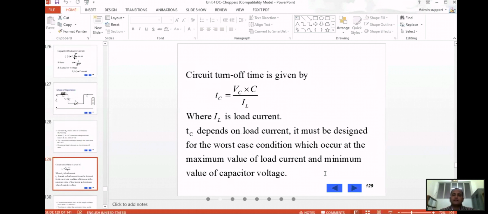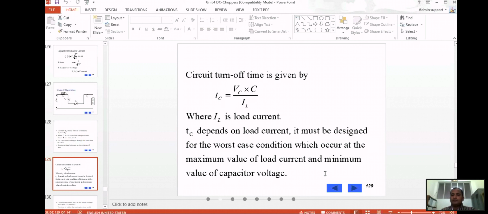The circuit turn-off time is given by tc equals VC, the capacitor voltage, into C divided by IL, where IL is the load current. With this formula, we can find the circuit turn-off time. Seeing IL in the denominator, the circuit turn-off time will mainly depend on the load current.